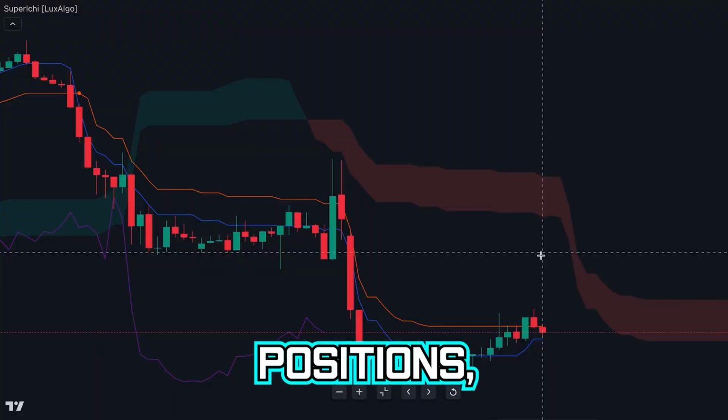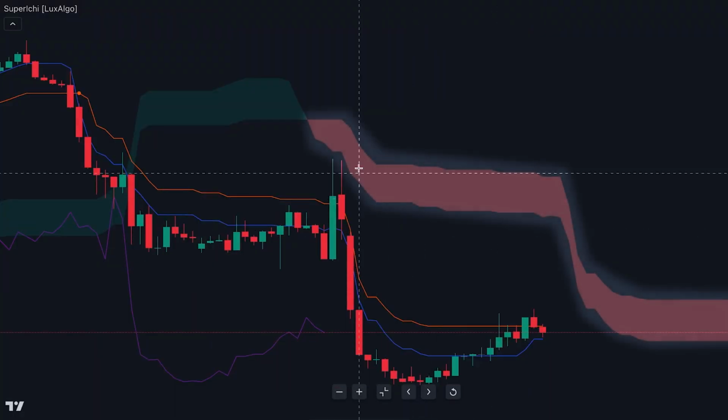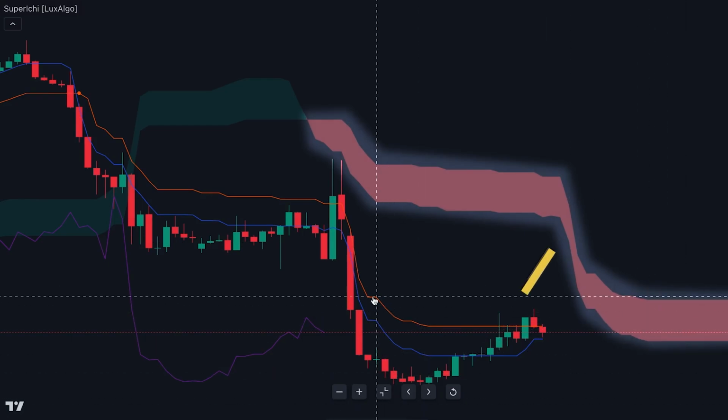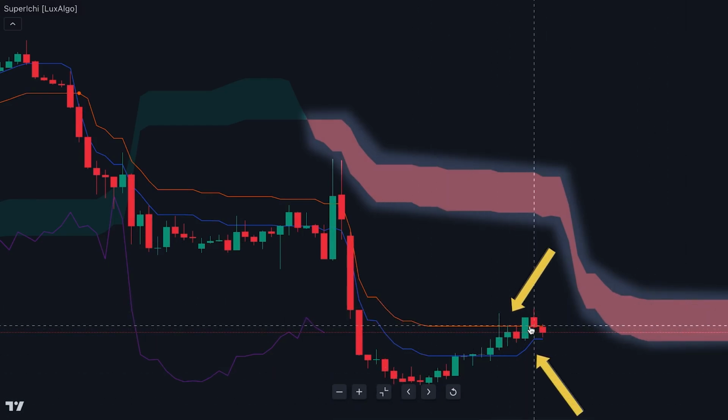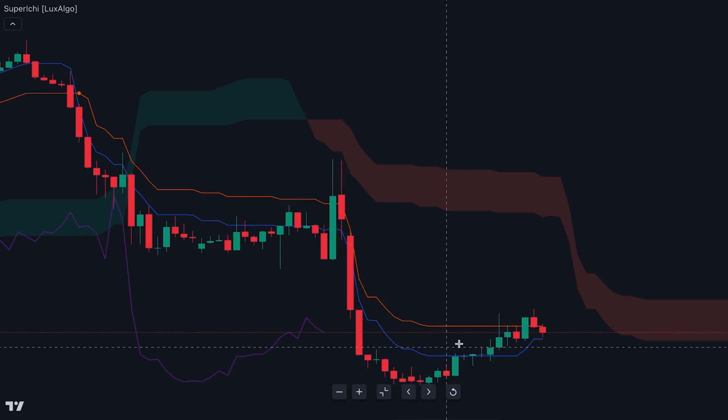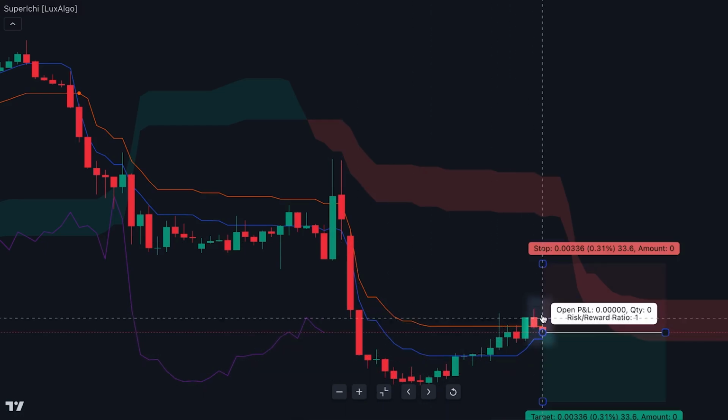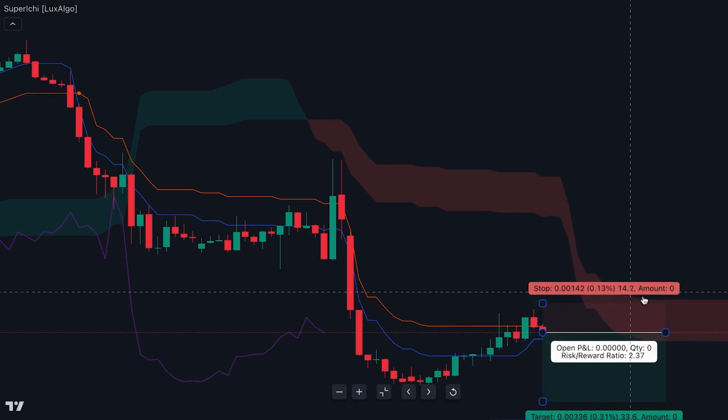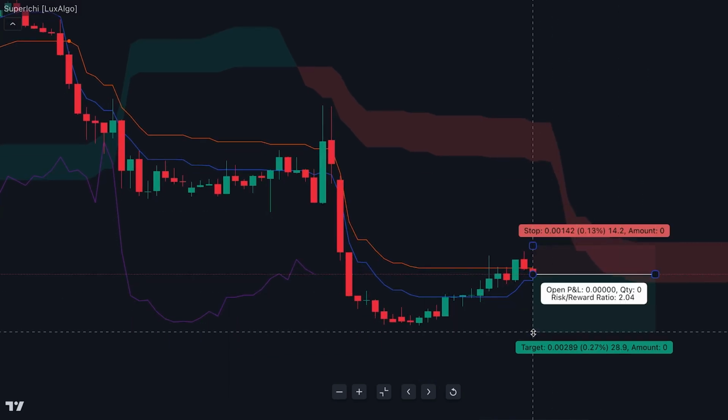For sell positions, we do the opposite. Here the cloud is bearish, and the orange trend line is maintaining above the blue line. Price has pulled back above the trend lines and is rejecting, so we will execute a sell with stops above recent swing highs and target a 1 to 2 risk to reward ratio.